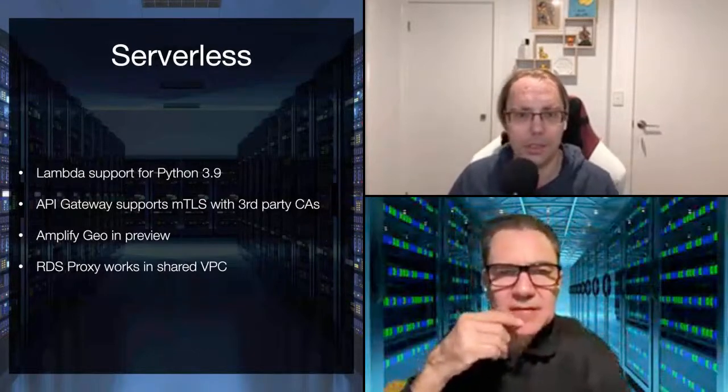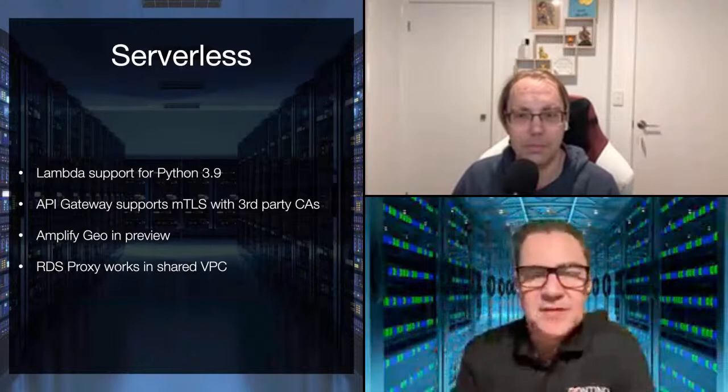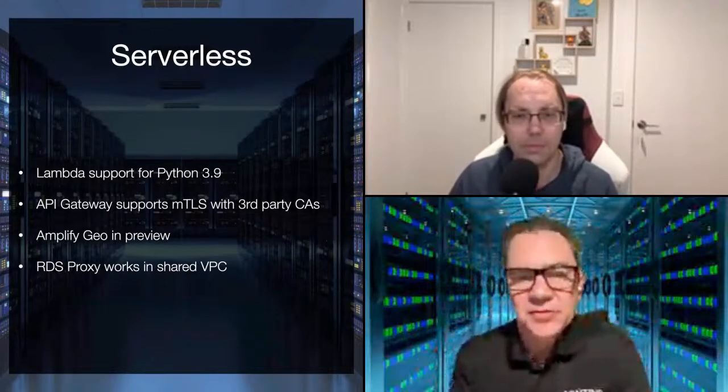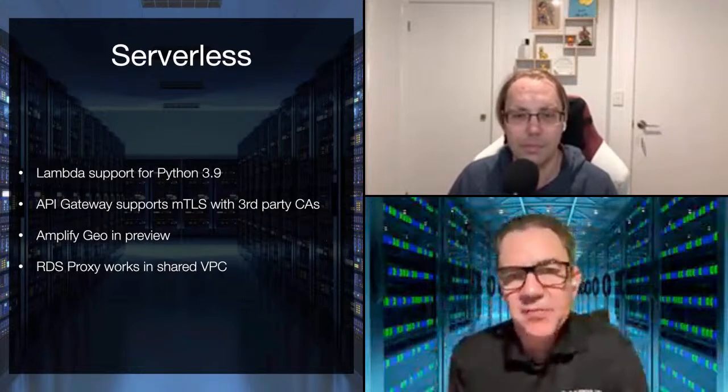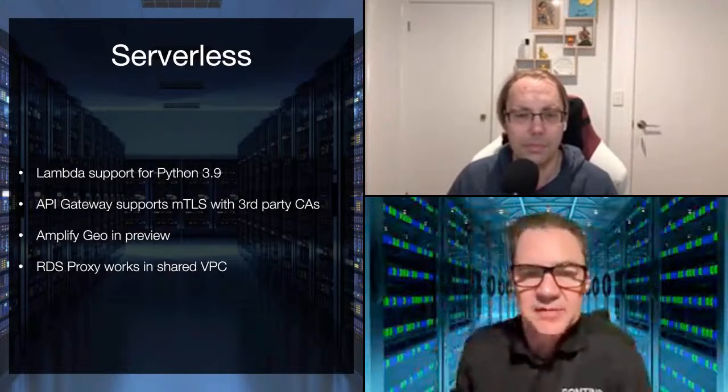On the API Gateway side, I think it was last year that mutual TLS was introduced there, but you could only use that with the AWS Private CA generated certificate authorities. And now you can use third-party ones as well. So you can import your existing external certificate into ACM Private CA and use it in the API Gateway, where before you couldn't. It had to be issued by ACM itself.